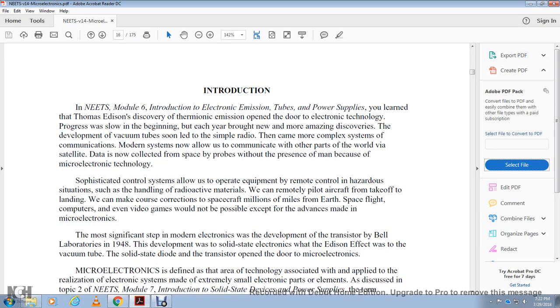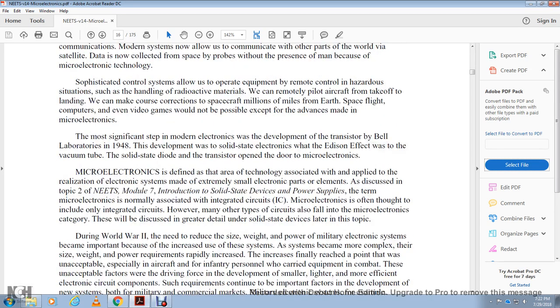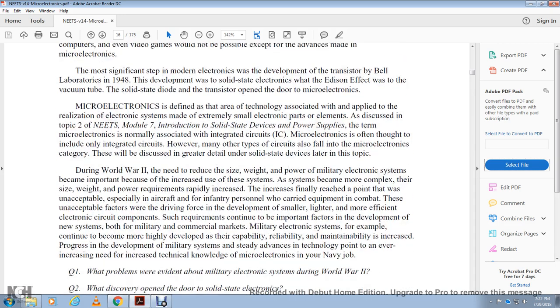The most significant step in modern electronics was the transistor, developed at Bell Laboratories in 1948. The solid-state electronic device was, in fact, a replacement for the vacuum tube. The solid-state transistor opened the door to microelectronics, which is defined as the area of technology associated with and applied to the realization of electronic systems made of extremely small electronic parts or elements, described in Module 7, Introduction to Solid-State Devices. Microelectronics is normally associated with the integrated circuit, and is often thought of as including integrated circuits; however, many other types of circuits also fall in the microelectronics category, which are discussed in greater detail later in this topic.